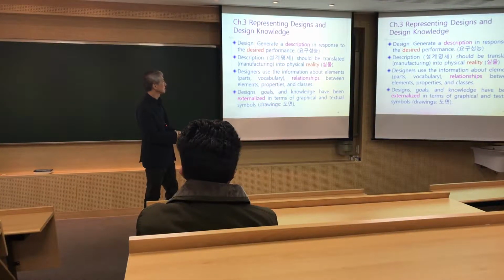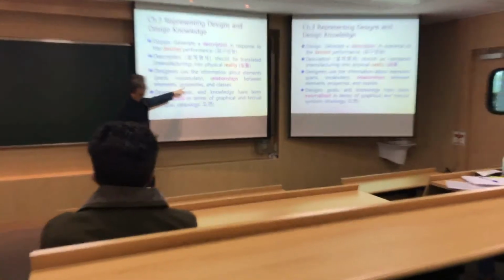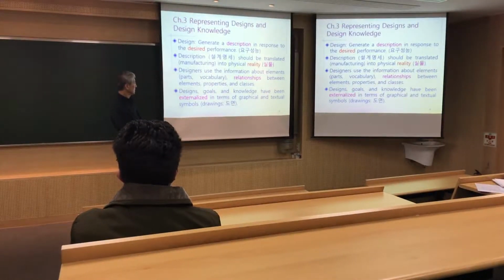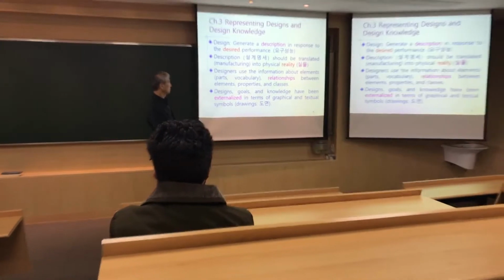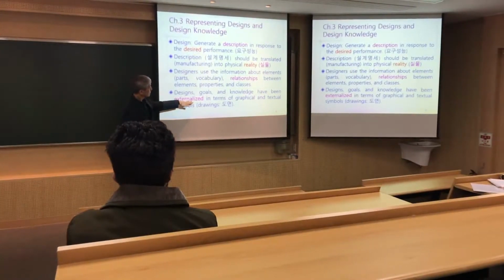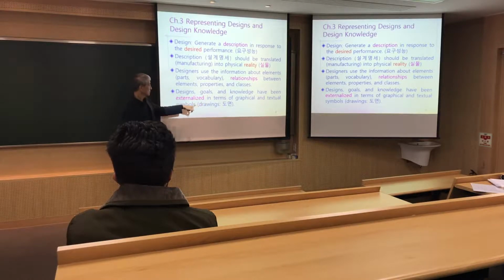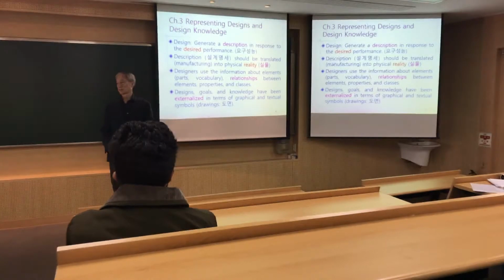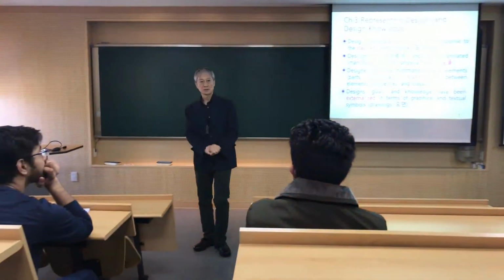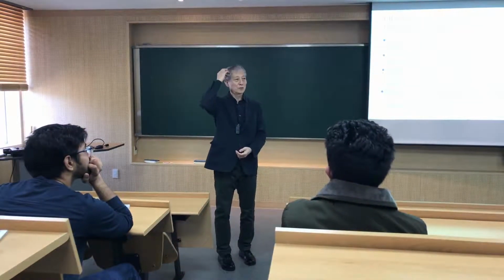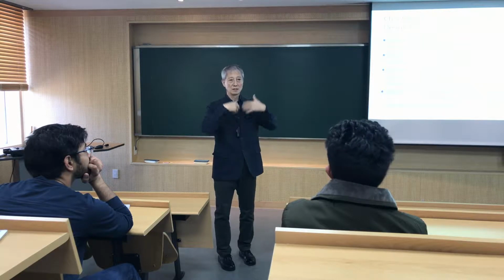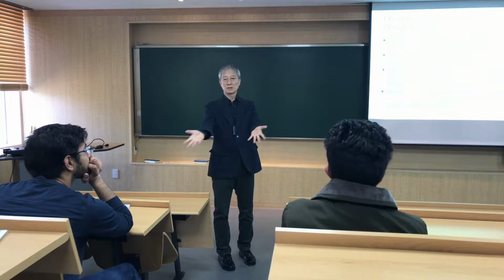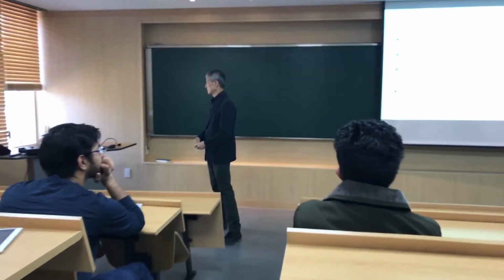But anyway, you need properties of the parts and classes. Designs and design goals, targets, and knowledge have to be represented. Represented means externalized in terms of graphics or text or symbols and drawings or CAD models inside the computer, not coming from your brain. Right? You have a good idea, but you should externalize it, represent it to the manufacturers and buyers.